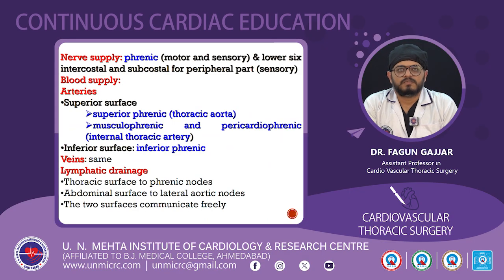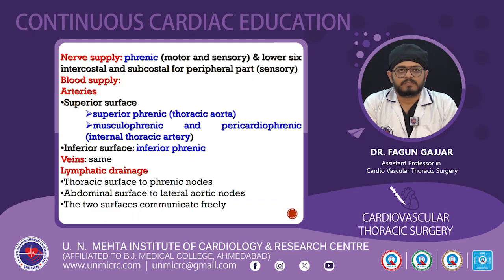The nerve supply is mainly provided by the phrenic nerve, which is motor and sensory, and the lower 6 intercostal and subcostal nerves for the peripheral part. For the blood supply, the superior surface is supplied by the superior phrenic artery arising from the thoracic aorta, and the musculophrenic and pericardiophrenic arteries arising from the internal thoracic artery. The inferior surface is supplied by the inferior phrenic artery.